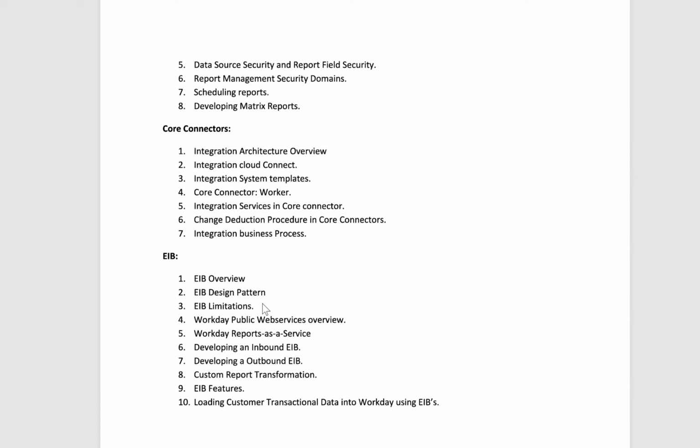Let me make it more simple. EIBs, we have two options. Option one, outbound EIB means sending data from Workday to the third-party vendor through a report or through a web service. Option two, inbound EIB means, let's say you want to do a mass transactional data load. For instance, you want to hire 1,000 employees or 10,000 employees.